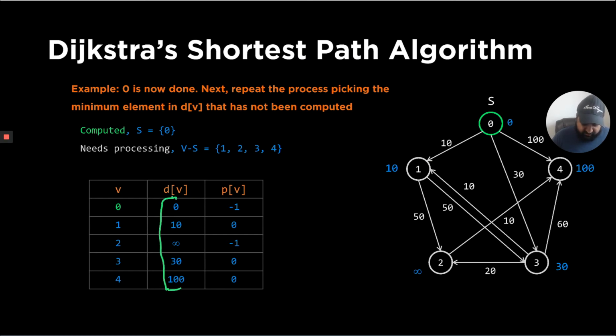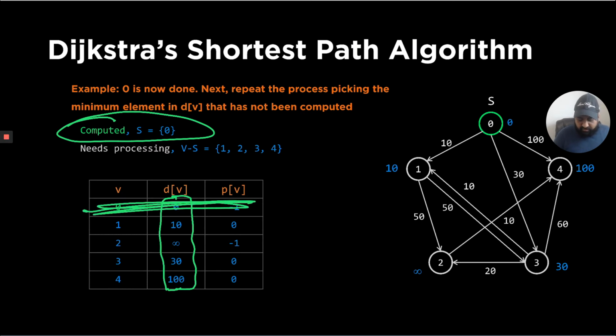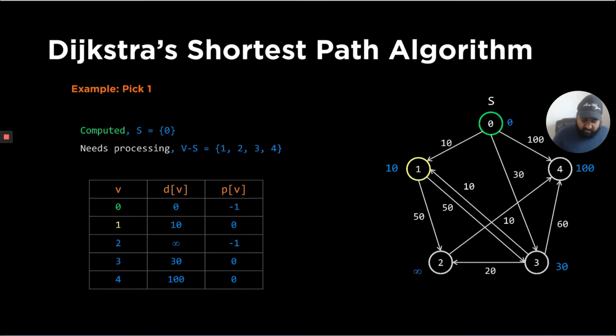So in this case, we are going to see which is the minimum value, and we cannot select the ones that have already been computed. So these ones should not be selected. So in this case, we do not have this choice. So we just have these four choices. The least one is 10. So the next vertex that we are going to process is this vertex 1. Okay, so next we pick 1.